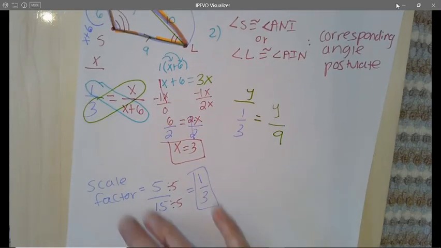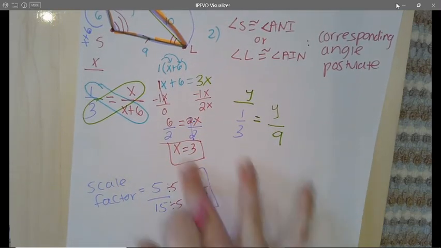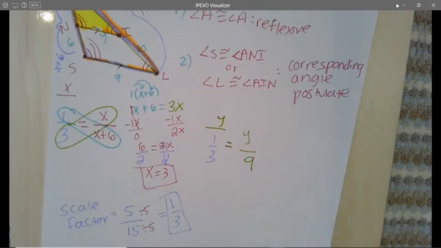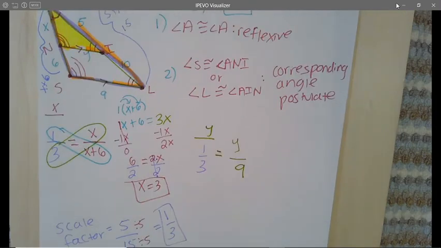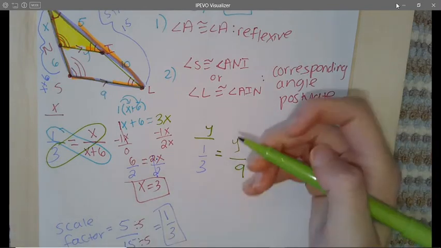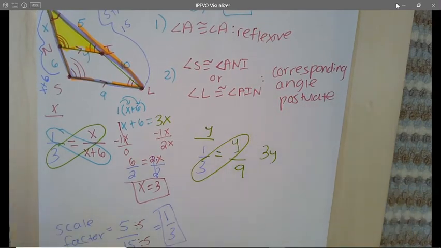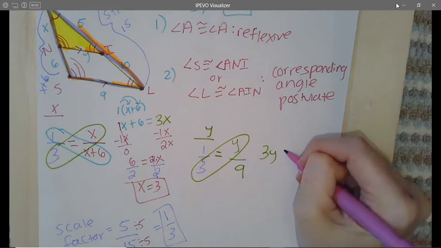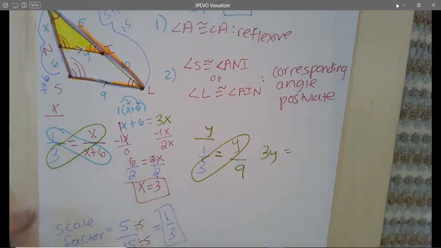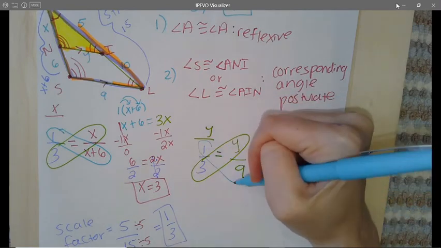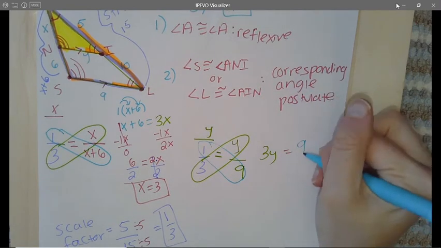Okay, and don't forget about the scale factor down here. I'm just hiding it so you can see my work a little bit better, but make sure you look at that. But anyways, in my next proportion, again, all we have to do is cross multiply. So 3 times y is going to give me 3y, and that will equal 1 times 9, which is 9.